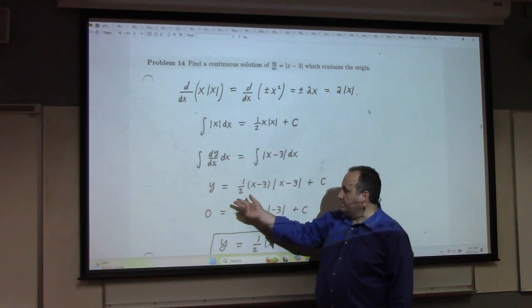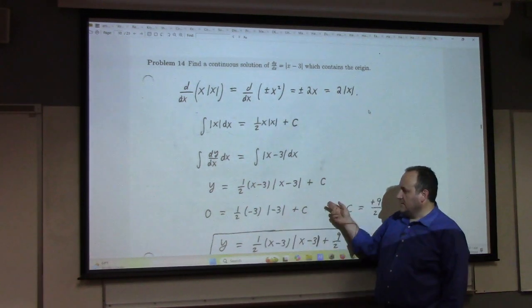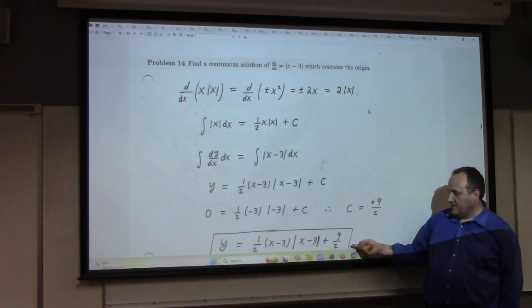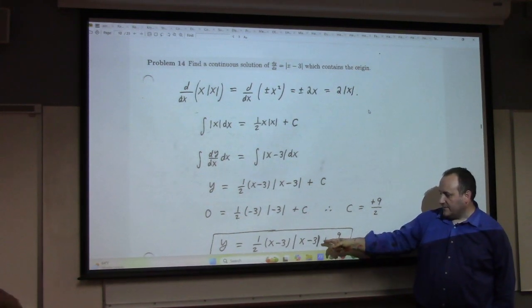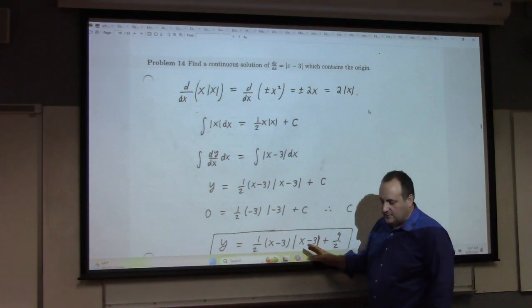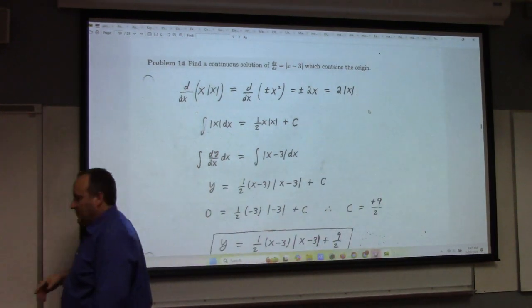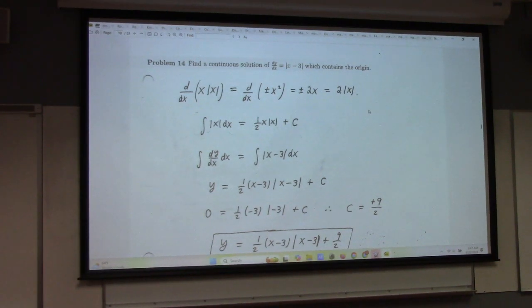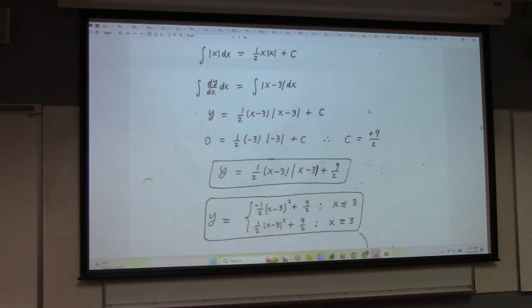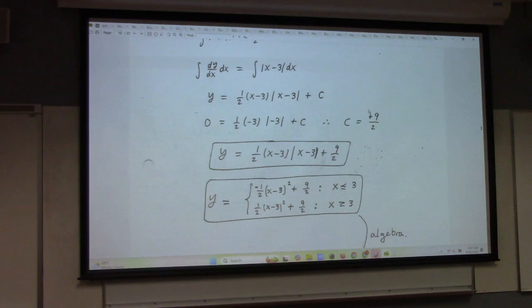If I do that, I get this as my solution, and if I fit the constant, I get 9/2 as it happens. So my solution is y equals x minus 3 times the absolute value of x minus 3, plus 9/2. Now, I don't really expect that you did it this way. If you did, you should have done it in cases: solve it in 2 cases and then glue those cases together, and you'd end up with a solution.